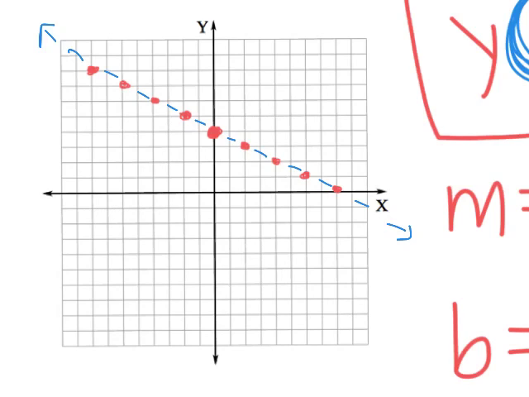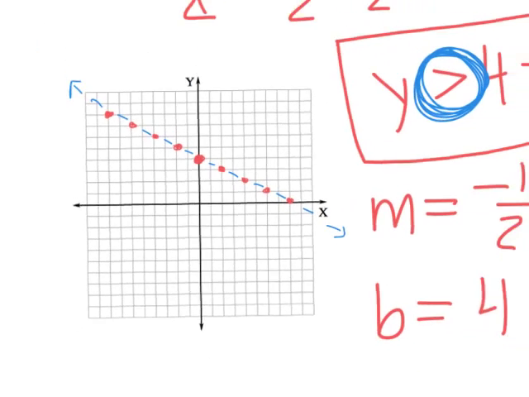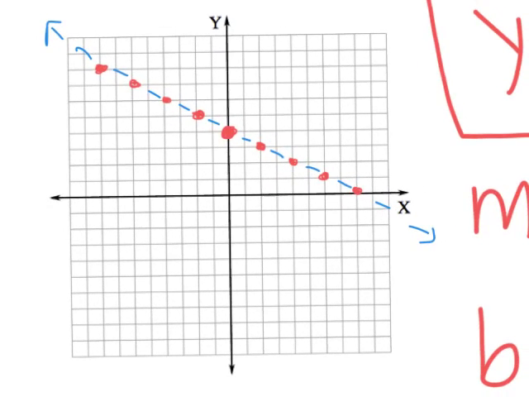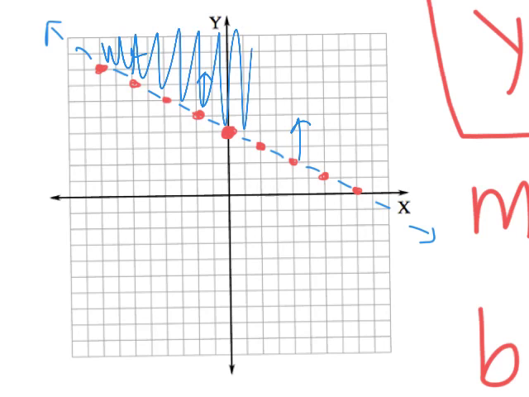Okay, any questions there? And then we need the shading part, right? So again, based on our sign, are we shading above or below? It says y is bigger, so I'm going to shade up above. So I'm going to shade this triangle right here.